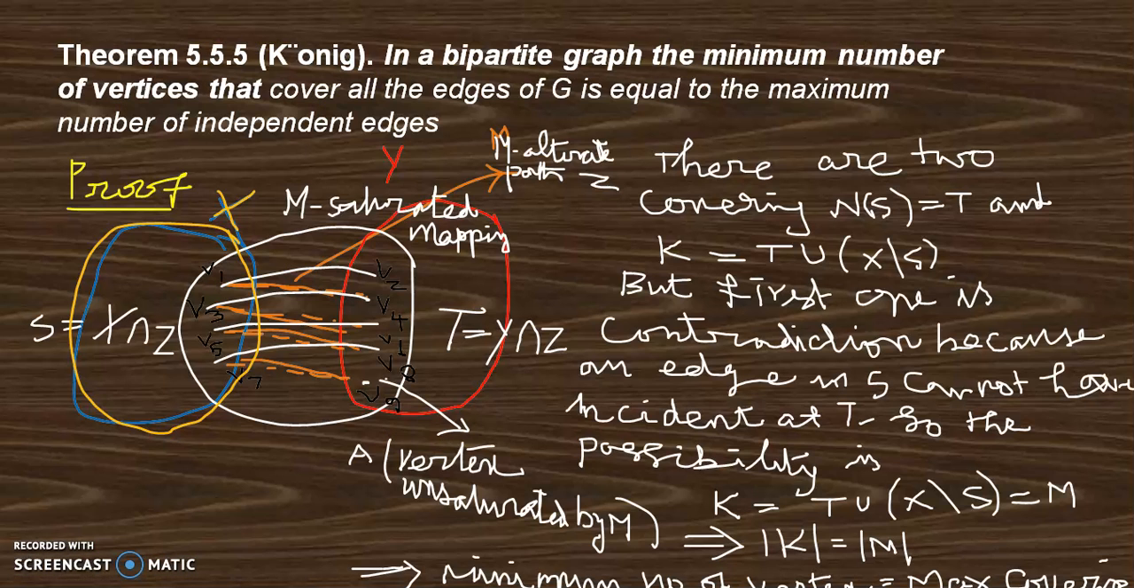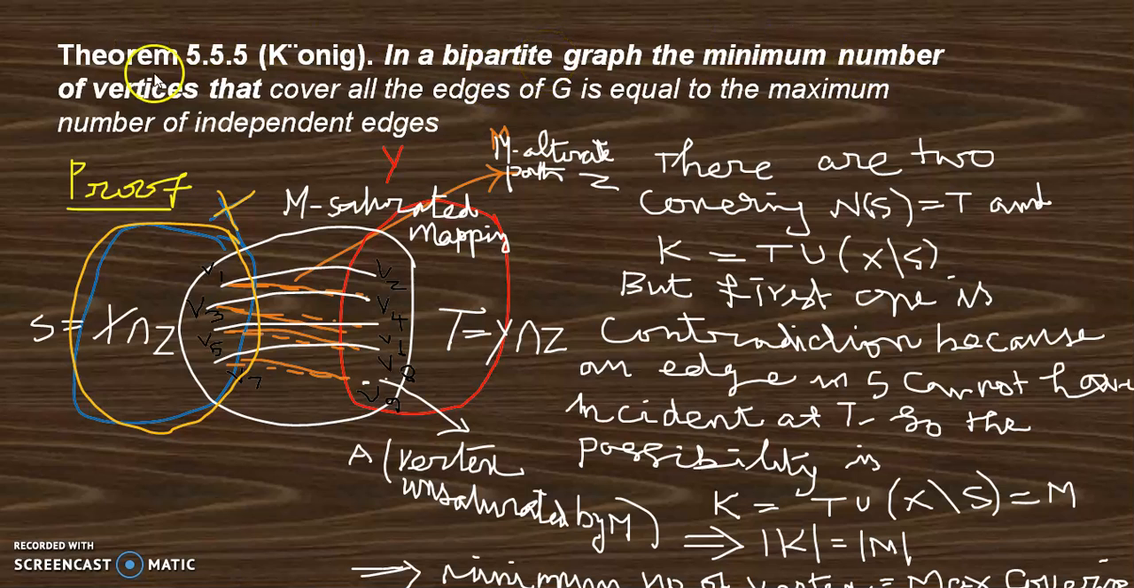This theorem is a very important theorem. This is the next theorem. The theorem says that in a bipartite graph, the minimum number of vertices that cover all the edges of G is equal to the maximum number of independent edges. Bipartite graph, we know that.